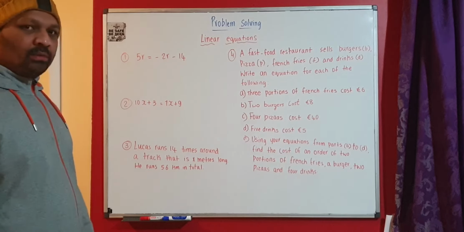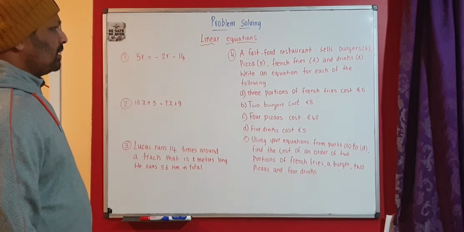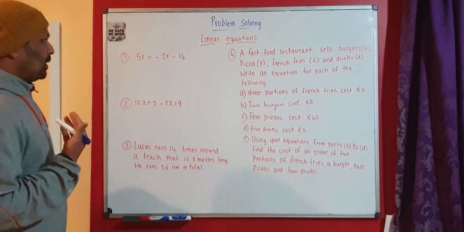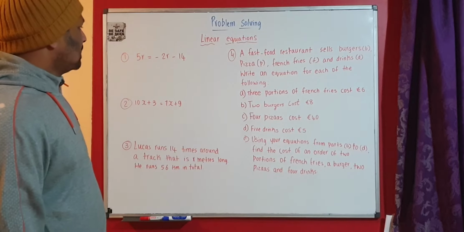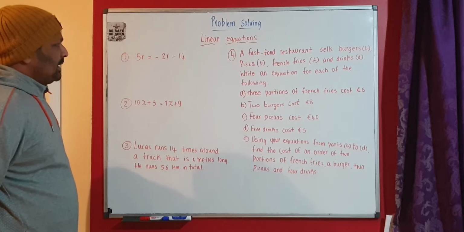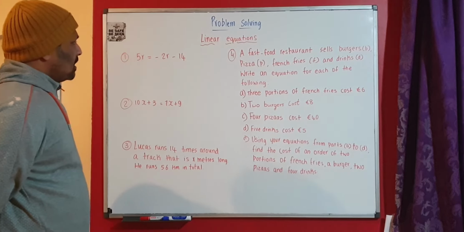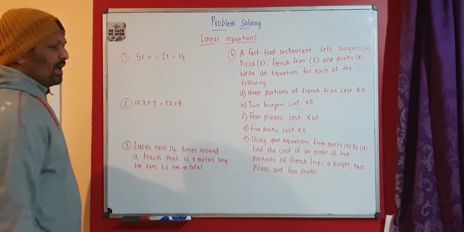We picked up 4 problems from the textbook, and these are the 4 problems that we have written on the board, and we'll try to solve them one by one. The very first problem is 5r is equal to minus 2r minus 14. So this is the given sum, and what we have to do is find the value of r.